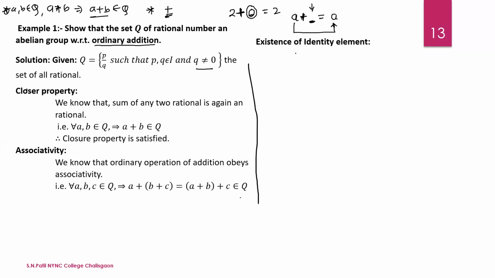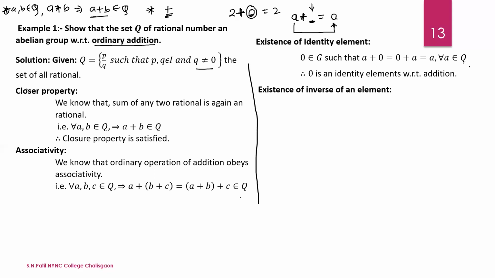So there exists a 0 in the set such that A plus 0 is equal to A, and 0 plus A is equal to A for every element in the set of rational numbers. Now we got the identity. Now inverse of an element. So see, inverse of an element means what?